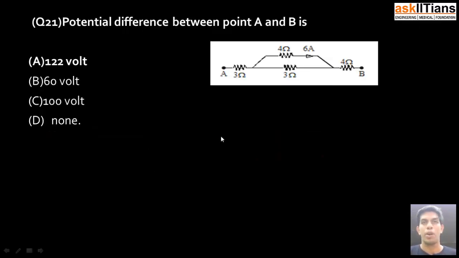So moving on to the 21st question, it says potential difference between point A and B is. So in this given setup, I have 3 ohm over here, 3 ohm over here, 4 ohm, a current of 6 ampere passing through the 4 ohm branch, and again the 4 ohm over here. So I can say that the potential difference across these two branches is V. Let's call this A and B. So VAB is equal to 4 into 6, that is 24 volt.